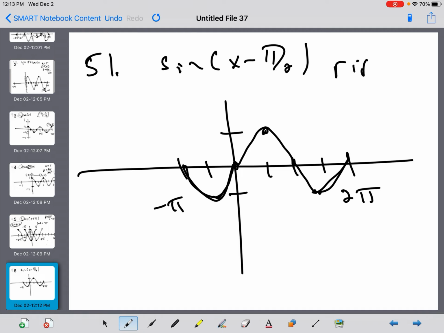Now, move it right, pi over 2. So this point gets moved right, pi over 2. This one gets moved right, pi over 2. That one gets moved right, pi over 2. Okay, this one gets moved right, pi over 2. That one gets moved right, pi over 2. I kind of missed there.